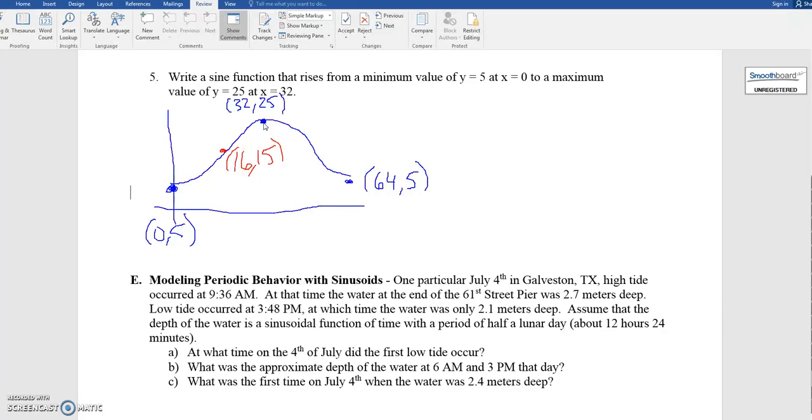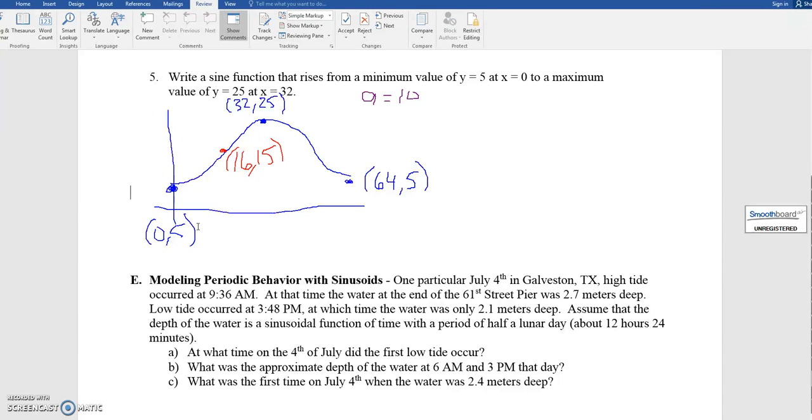From there, I can now consider what A, B, H, and K are going to be. And I just need to think through this carefully. The overall change from max to min, 25 to 5, is 20. Half of that is going to be my A value. So I know that A has to be 10. Take half of the overall change from max to min, that's going to be my A value. That's going to be the overall stretch and shrink that I see. The B value is going to be related to knowing the period. The period is 64.